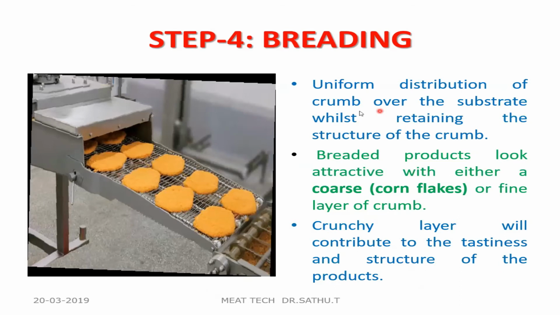So uniform distribution of crumbs over the substrate, that is the meat or the cutlets or whatever we use, that is the substrate, while retaining the structure of the crumbs. Breaded products look attractive with either a coarse or fine layer of crumbs. So you can make it as coarse or fine layers. It all depends upon the size of the breading materials that we use. A crunchy layer will contribute to the tastiness and structure of the products.